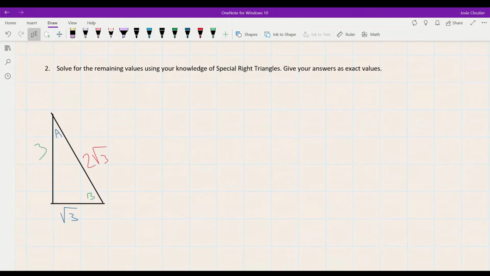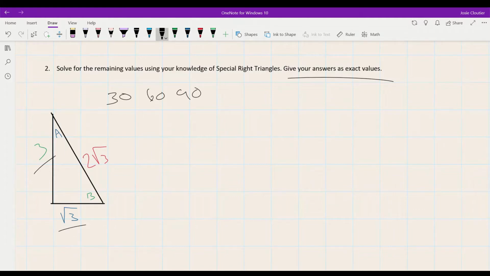Alright, question 2. Solve for the remaining values using your knowledge of special right triangles. Give your answers as exact values. Alright, well, this triangle we're not given the angle, so that's what we're looking for. But since we know it's a special right triangle, we know it either has to be a 30, 60, 90 or 45, 45, 90. And as we just saw in the prior problem, 45, 45, 90s have two sides that are the same length. And this triangle does not. So it must be a 30, 60, 90.